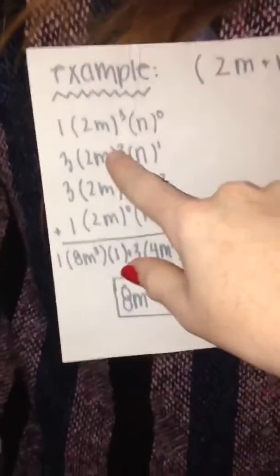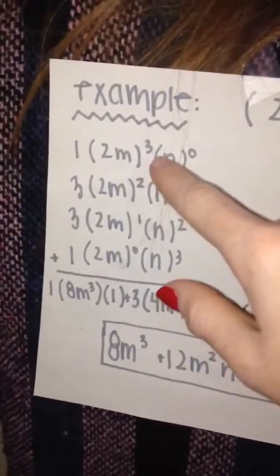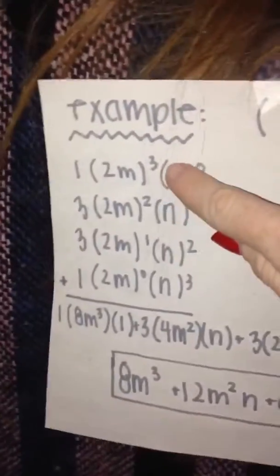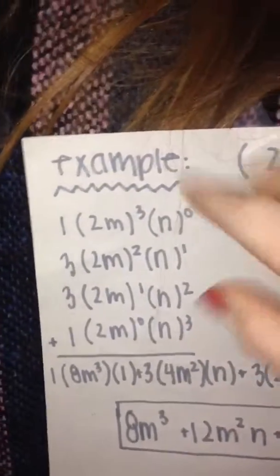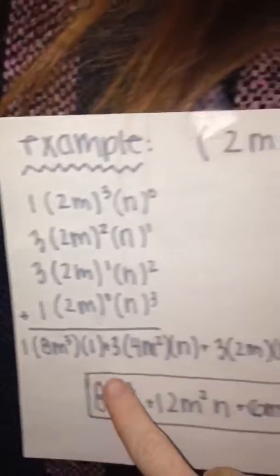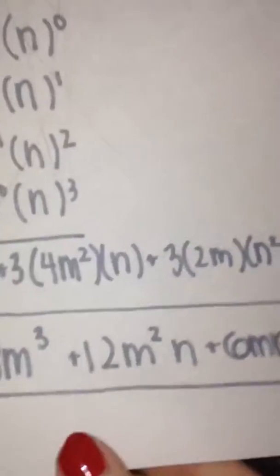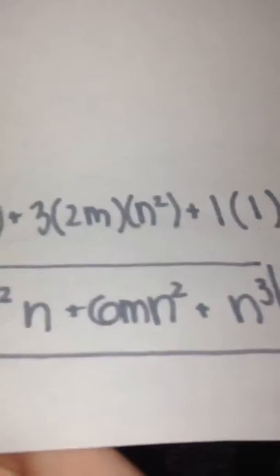So when you break it up, you're going to get 1 times m cubed times n to the 0. Notice how when you go through the equation, the numbers count down right here, and then they curve back up. So when you add these all together, you're going to get this long line. And when you add up all these numbers together, your final product is 8m cubed plus 12m squared n plus 6mn squared plus n cubed. That's Pascal's triangle.